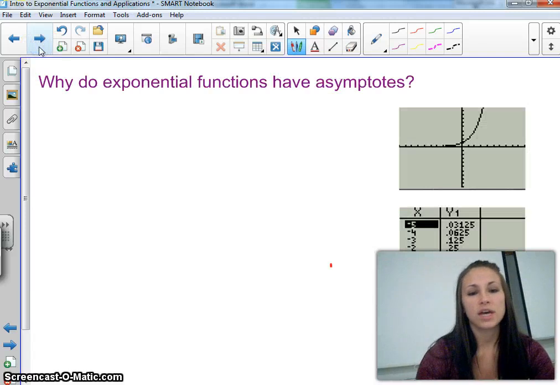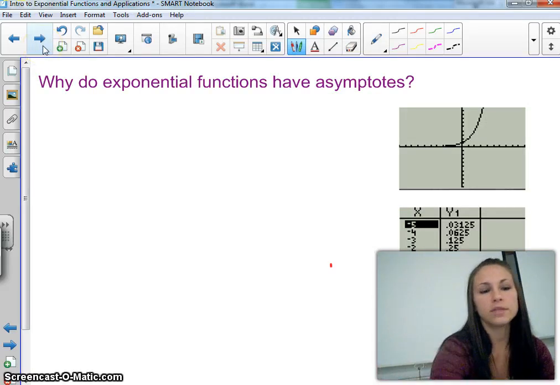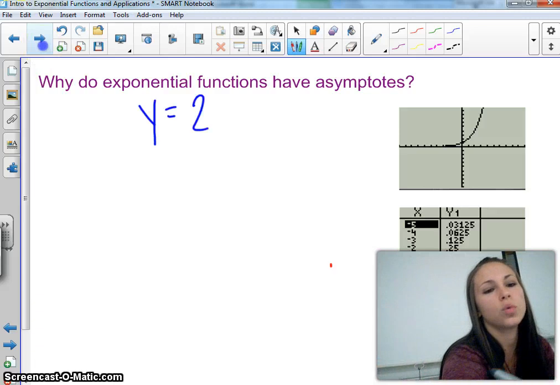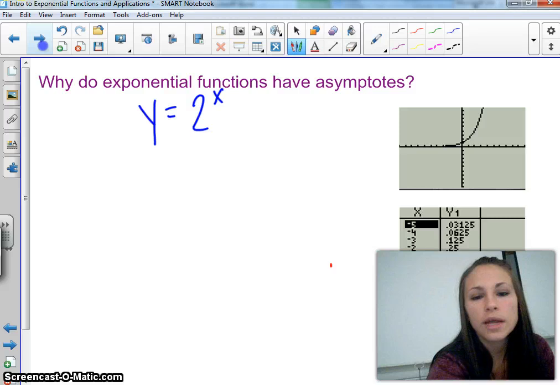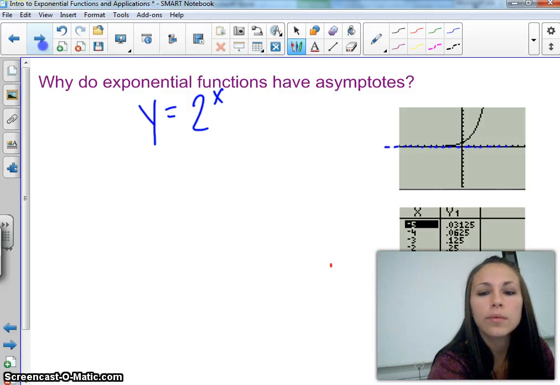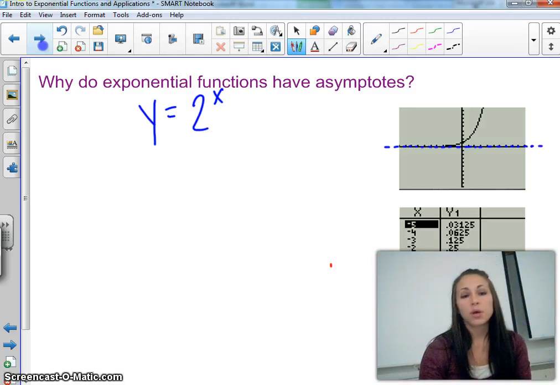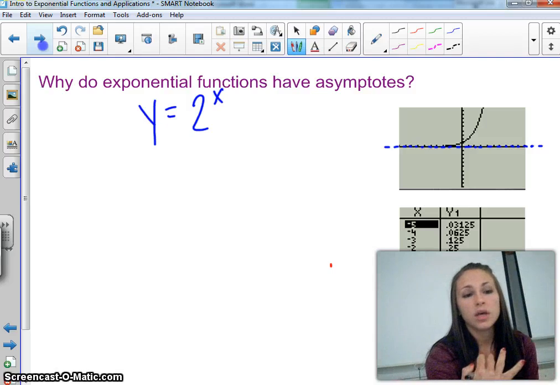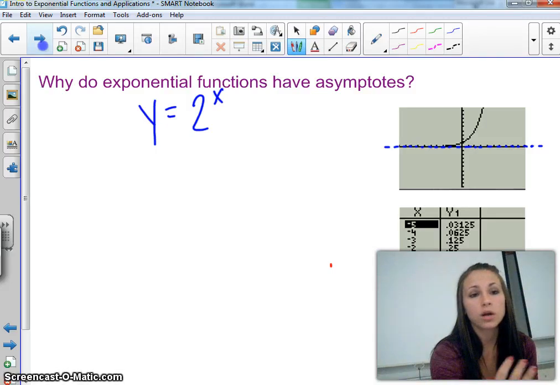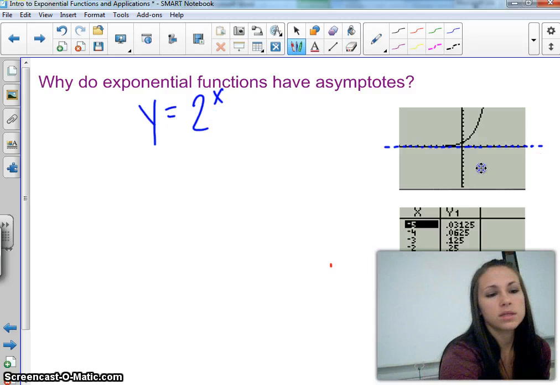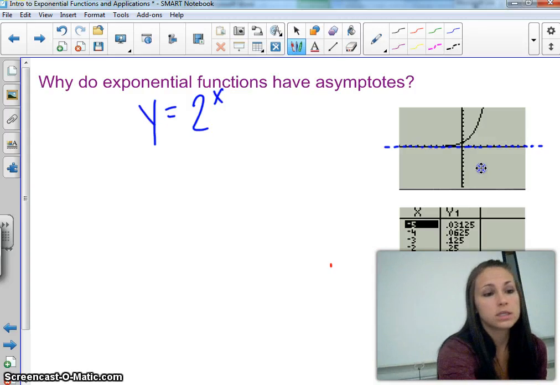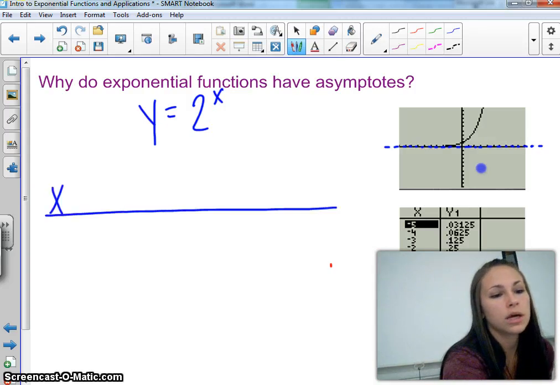So why do exponential functions have an asymptote? The function that I've graphed here and the table that this goes along with is the function y equals 2 to the x. It's just a real simple exponential function. And so you can kind of tell that it has an asymptote right here at y equals 0. And so I want you to understand why, because all of the other functions that we've looked at had asymptotes when they had somewhere undefined, okay? So this is not the case with an exponential function. There's nowhere it's undefined, but because of the way an exponential function is made, you have an asymptote.